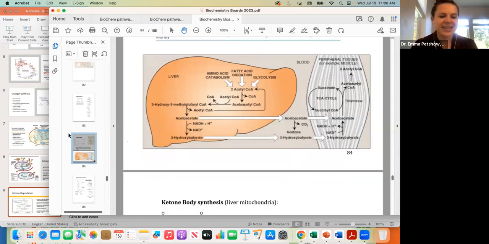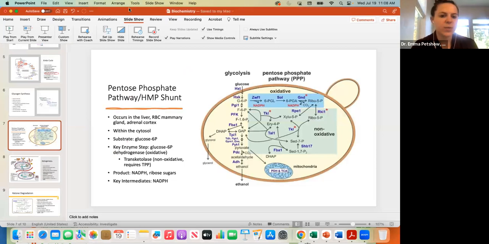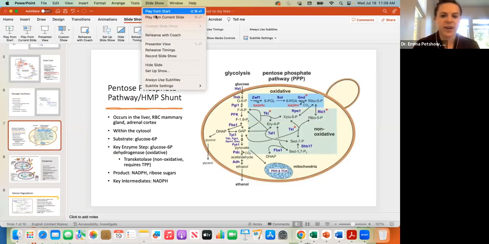Great. All right. Kind of 2 more funky pathways, and then if we have time, we'll look at some vitamin stuff and minerals.